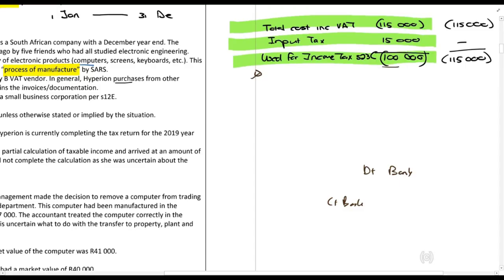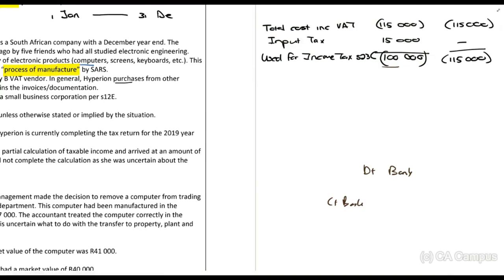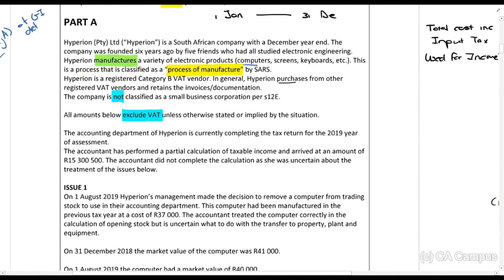So, what is the amount moving in and out of the bank account? The amount including VAT. Okay, so be aware of stuff like that when they talk about it, if it's implied otherwise by the situation. The accounting department of Hyperion is currently completing the tax return for the 2019 year of assessment. The accountant has performed a partial calculation of the taxable income and arrived at an amount of 15,300,500. The accountant did not complete this calculation as she was uncertain about the treatment of the issues below.